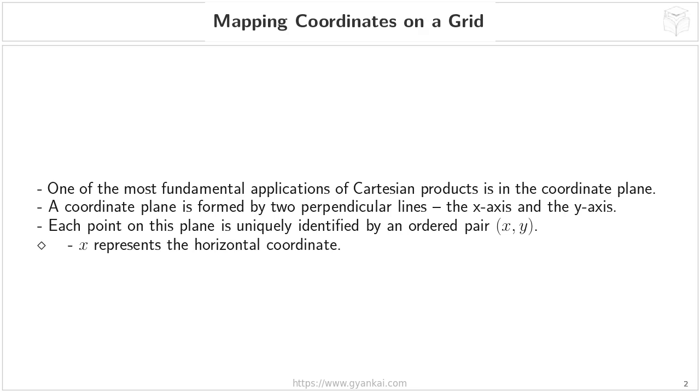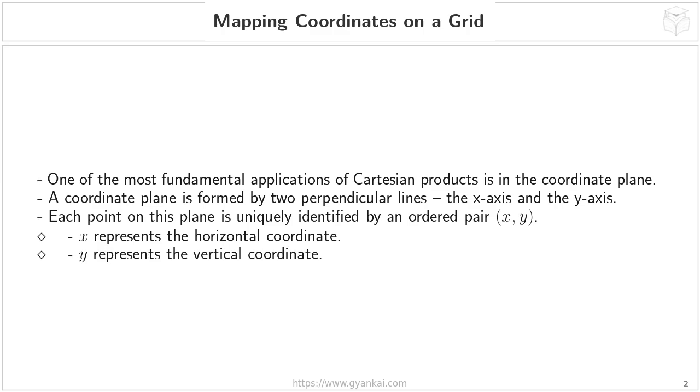The x value tells you how far to move horizontally from the origin. That's where the x and y axes cross. And the y value tells you how far to move vertically. So x represents the horizontal coordinate and y represents the vertical coordinate. Remember, the order matters. (x, y) is not the same as (y, x).